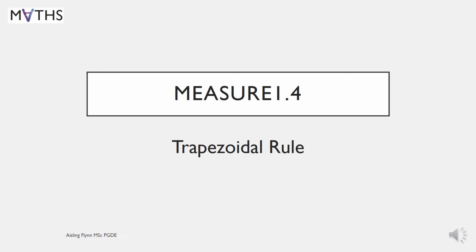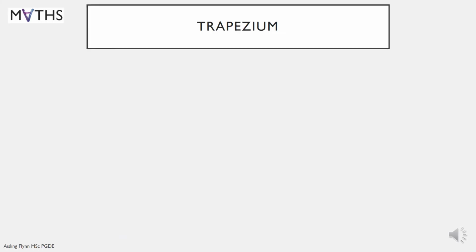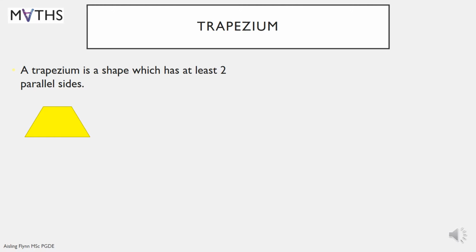This is measure 1.4, the trapezoidal rule. Trapezium. A trapezium is a shape which has at least two parallel sides. So like this shape here, it's like a winner's podium in athletics. You can see that the top and the bottom of this shape are parallel. Here's another one. It's not so symmetrical, but the top and the bottom are parallel.